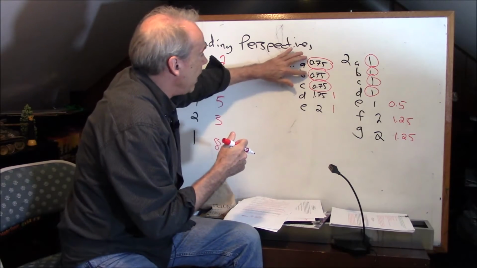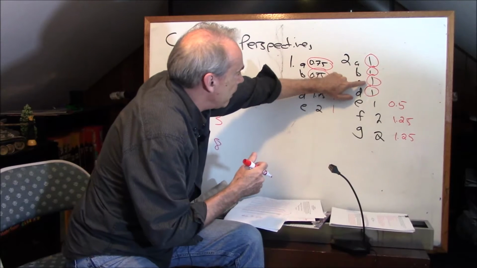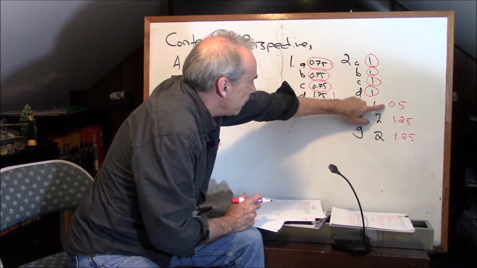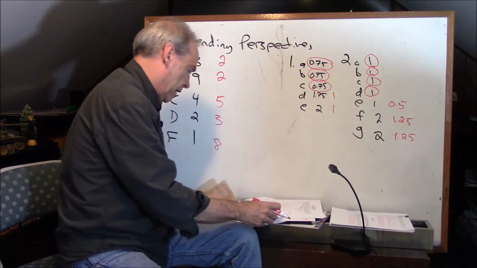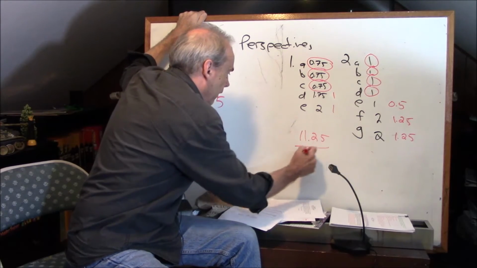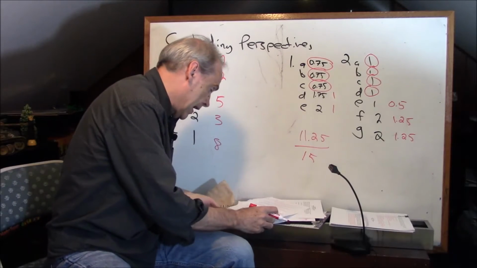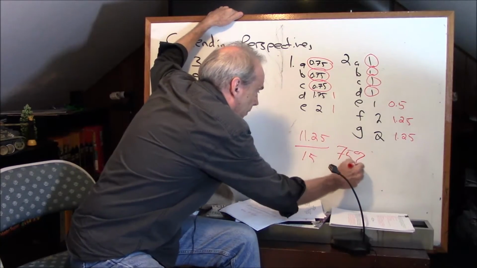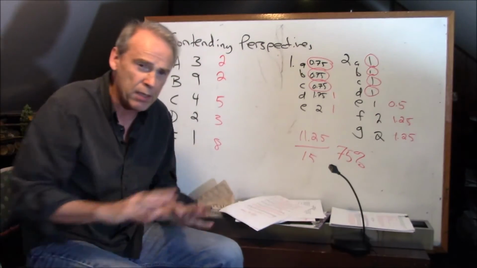All right, so we got 1.5, 2.25, 3, 4, 5, 6, 7, 8.25, 8.75, 9, 10, 11.25. Is that right? Yep, that's right. 11.25 out of 15 points were free. All right, that adds up to a 75%.